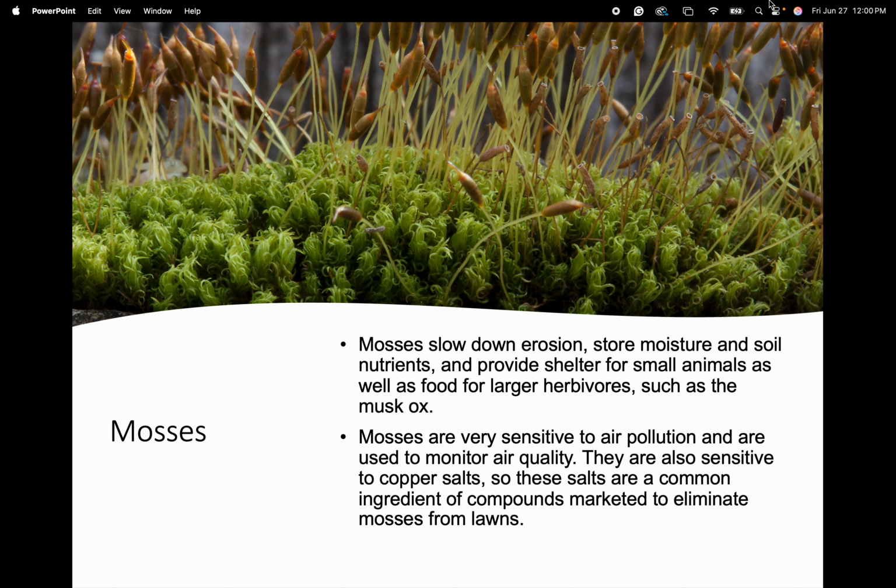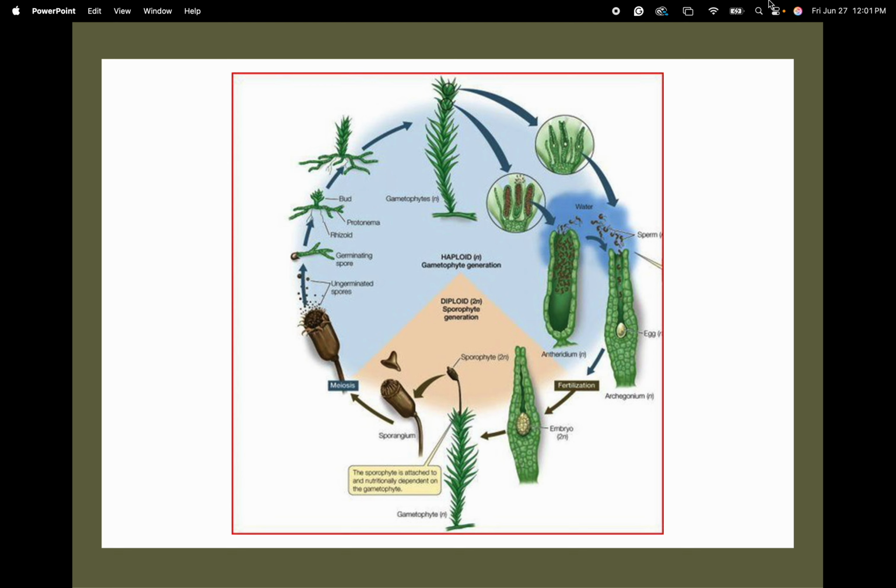Mosses are very sensitive to air pollution and are used as indicator species of whether the environment is highly polluted or not. For your information, in more upland areas where air can be less polluted, mosses are very common, while in downstream or lowland areas they are not that populous anymore. Their distribution is mostly in areas where air is not polluted. In terms of life cycle, it just follows the generalized life cycle of a bryophyte.